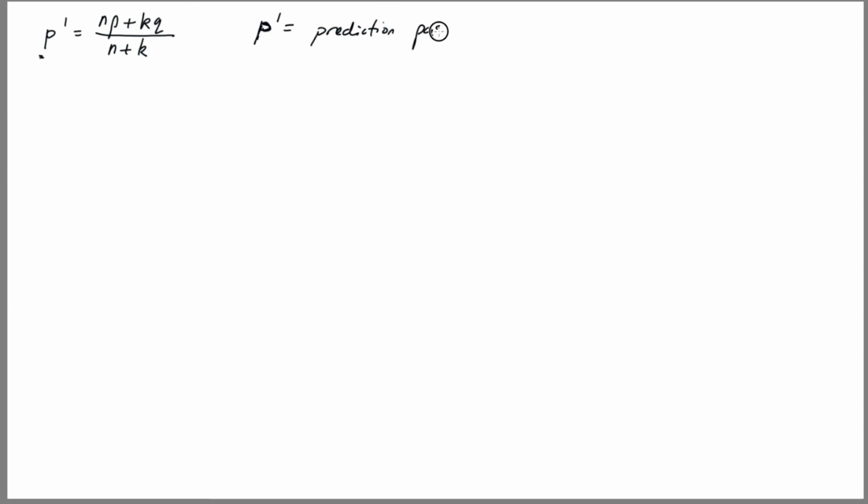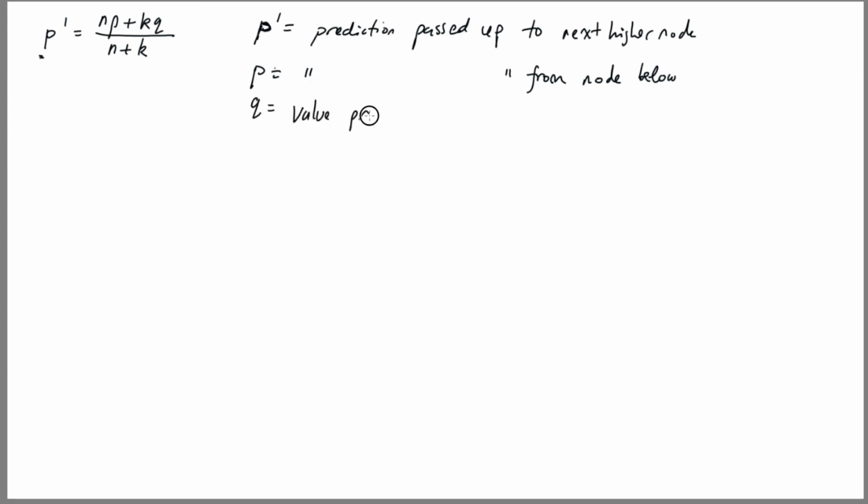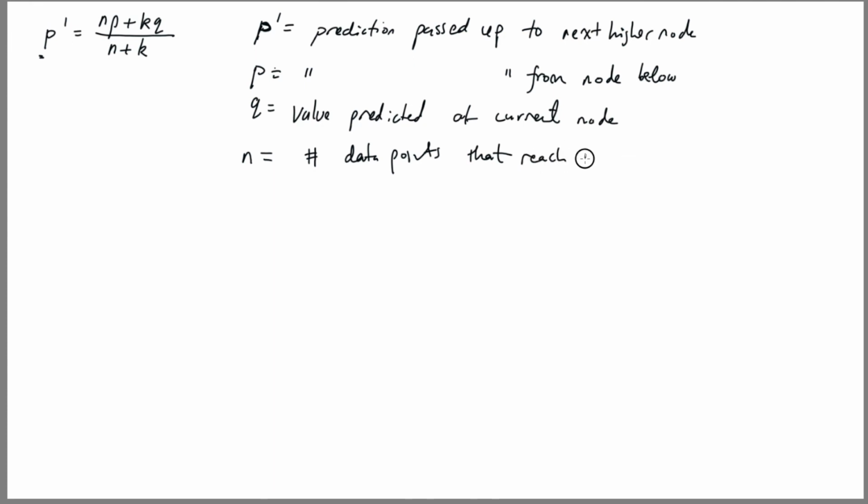P prime is the prediction passed up to the next higher node. P is the prediction passed up from the node below. Q is the value predicted at the current node. n is the number of data points that reach the node below. And k is just a smoothing constant. Basically, the higher that k is, it's going to have a different smoothing effect, and we'll see that explicitly in a moment.